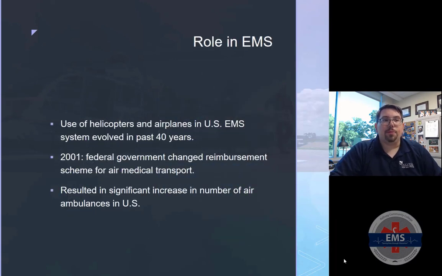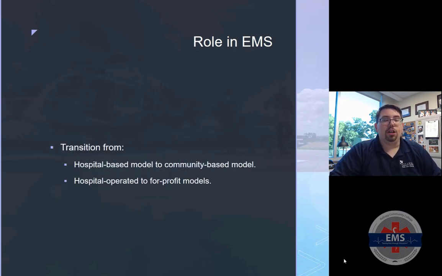The use of helicopters and airplanes in the United States EMS system has been evolving and in use for the last 40 years. In 2001, the federal government changed the reimbursement scheme for air medical transport. It resulted in a significant increase in the number of air ambulances, because there was more funding available for reimbursement for private services rather than just hospital-based services. There's been a large transition from hospital-based models to community-based models, from hospital operations to for-profit operations.